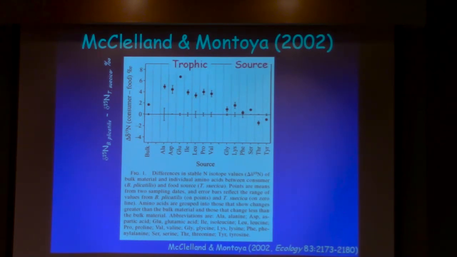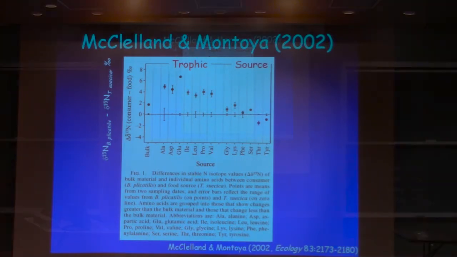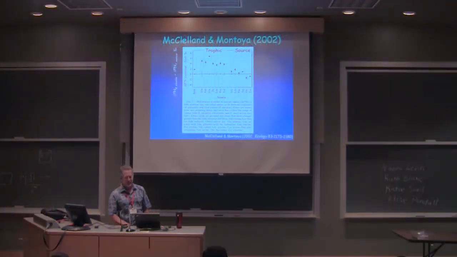So we've called these, for better or for worse, the trophic amino acids because they change with trophic transfer. The others are called source amino acids because they record the delta 15N value of the source of those amino acids at the base of the food web.